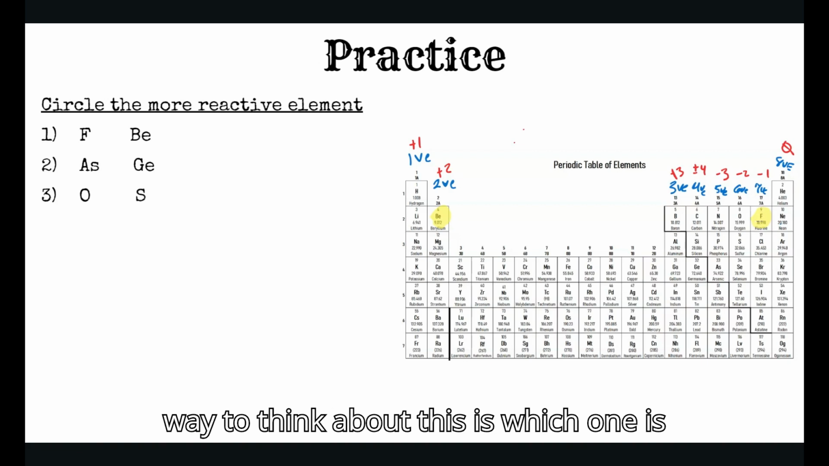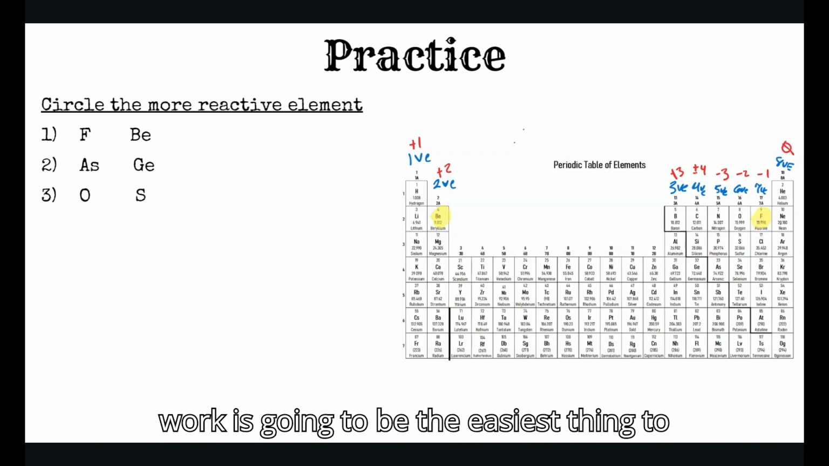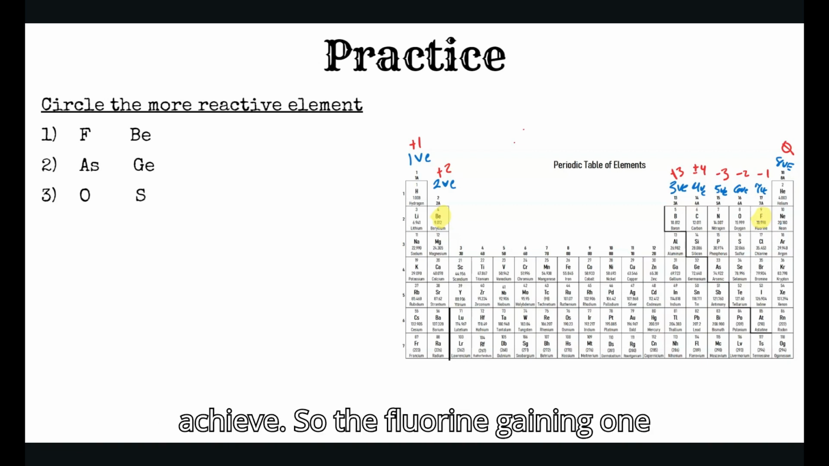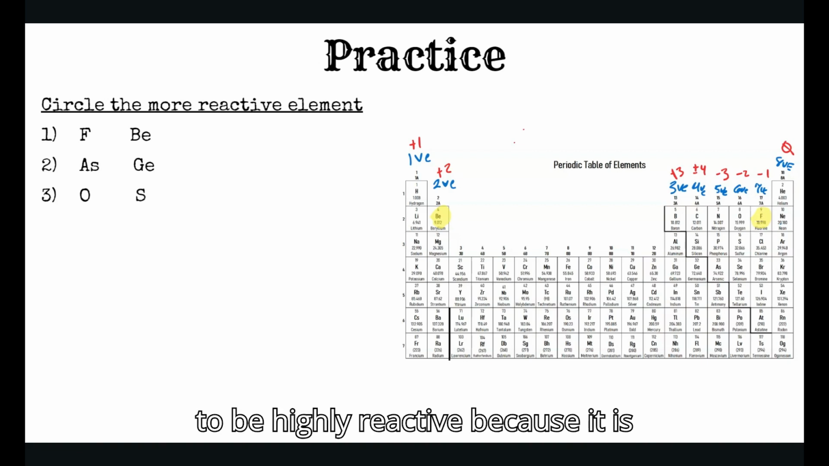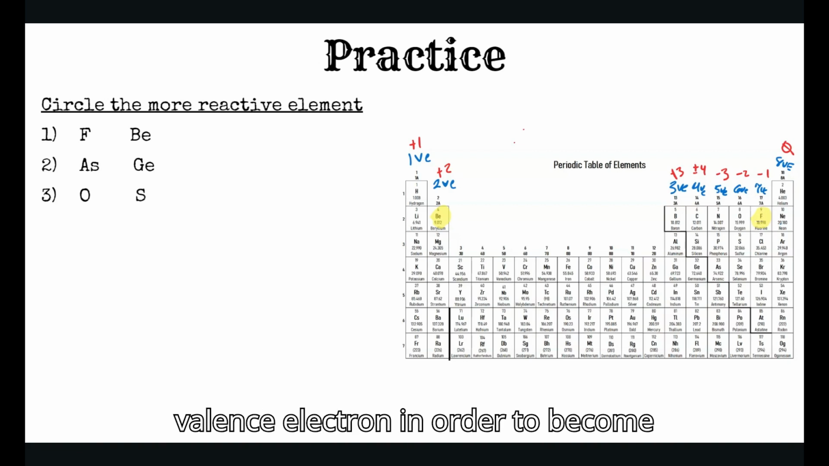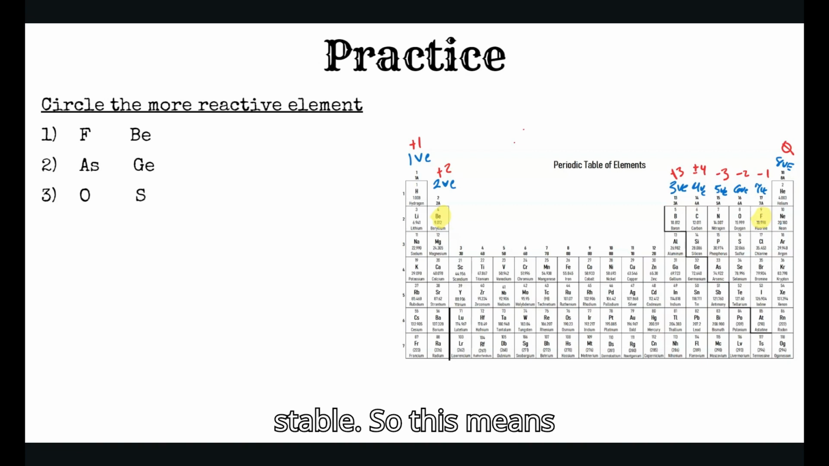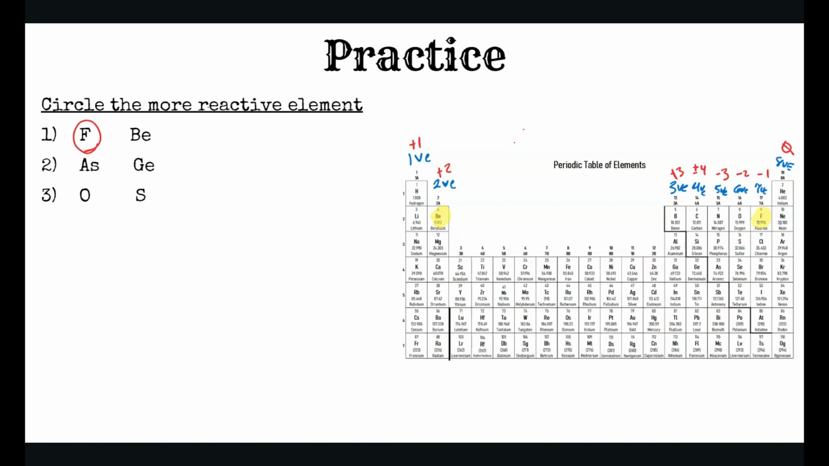And so the best way to think about this is which one is going to be easier to achieve. And doing the least amount of work is going to be the easiest thing to achieve. So the fluorine gaining one valence electron is going to be really easy. And so that means that it is going to be highly reactive because it is easy for that fluorine to gain one valence electron in order to become stable. So this means that our fluorine will be our most reactive element out of these two.